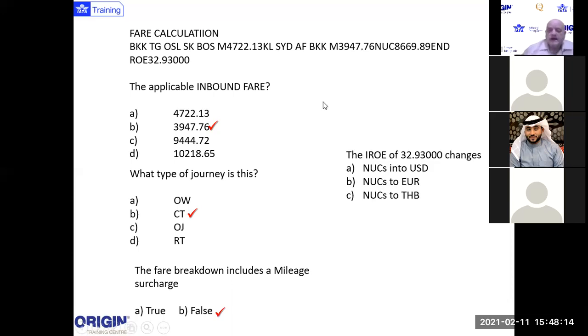Now, I've got a total fare of 669.89. And there's a rate of exchange, 32.93000. And this will change the NUC amount into which currency? USD, euros, or Thai baht?